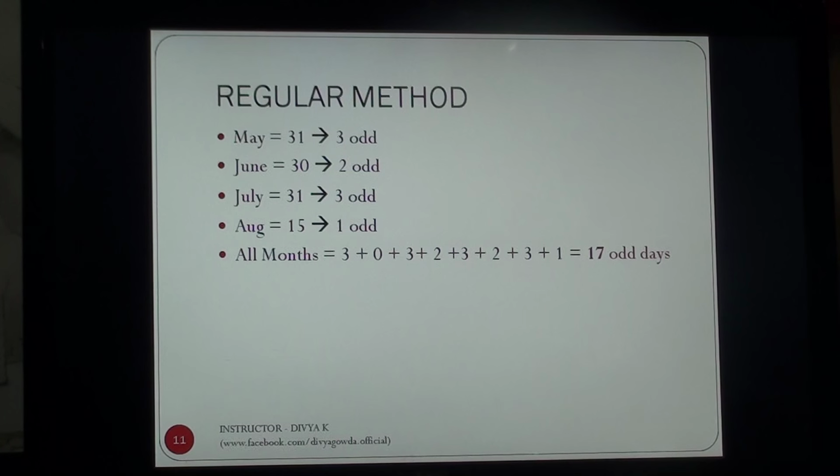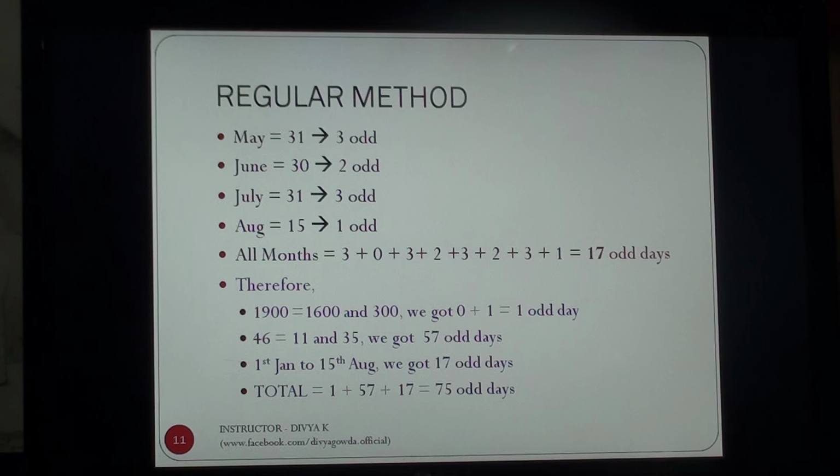So all months taken together, you add up, you have got 17 days. Now let us total the odd days we have got. From 1900, which is 1600 plus 300, we got 0 plus 1, 1 odd day. And from 46 years, we have got 5 odd days. And from 1st Jan to 15th August, all months together, we have got 17 odd days. Now if I add everything, 1 plus 5 plus 17, it will become 75 odd days.